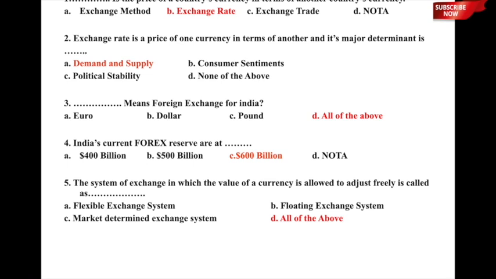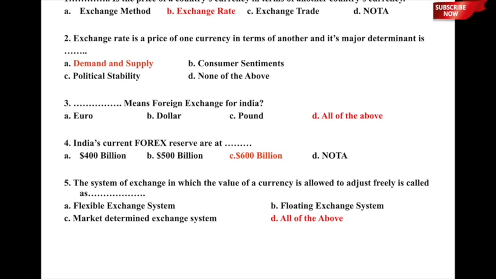So, here the correct answer is option A, demand and supply is the major determinant of exchange rate, which is the price of a country's currency in terms of another country's currency. So, option A, demand and supply, is the correct answer to this particular question. Let us now move to question number 3.